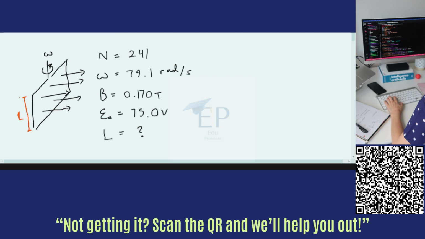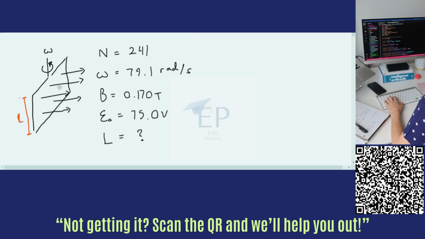So in this example, we're dealing with an electric generator, which is really just a bunch of coils of wire spinning in a uniform magnetic field, like I've drawn to the left here. And what we want to know is, given all these parameters of this generator's construction, that it has 241 coils, spins at a speed of 79.1 radians per second, the strength of the field is 0.17 Tesla, and the maximum induced EMF we get is 75 volts.